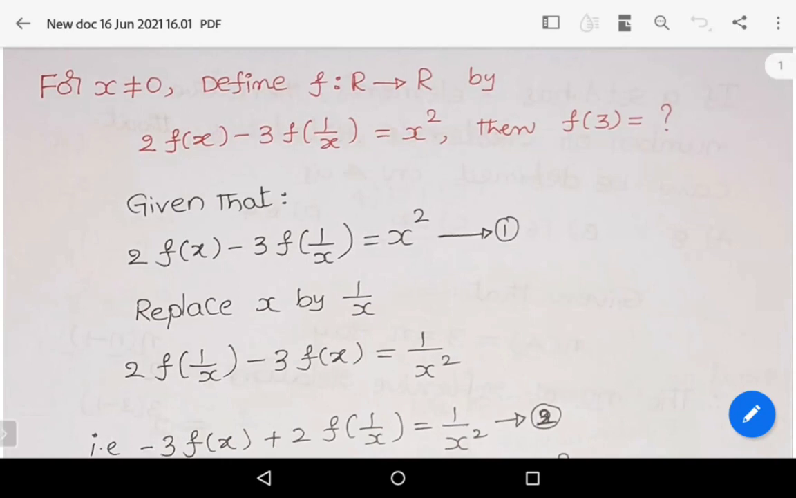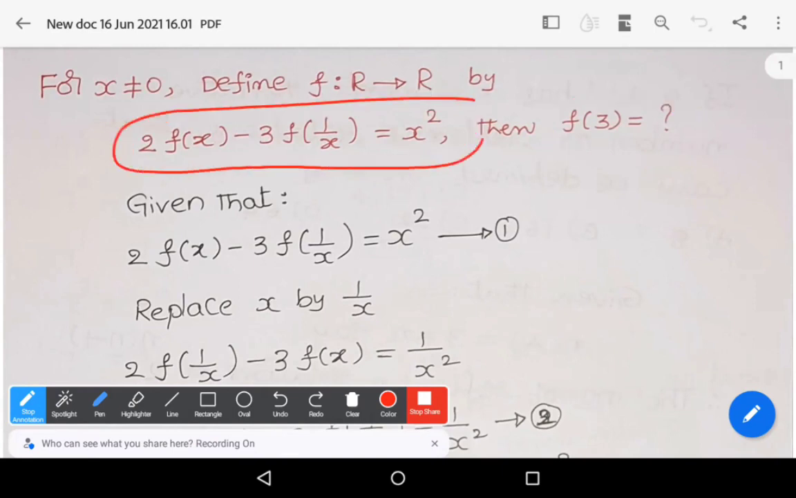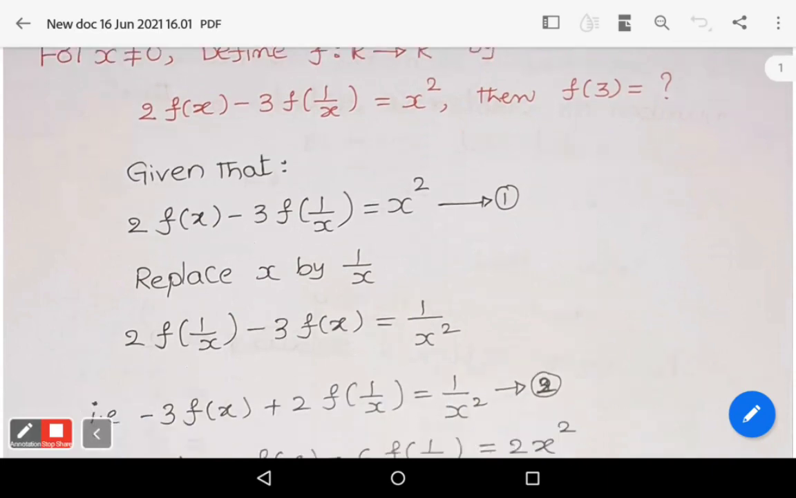For x not equal to 0, define f from R into R by the expression 2 f of x minus 3 f of 1 by x is equal to x square. Then find the value of f of 3. You have to find the value of f of 3. So equation 1 is nothing but the given expression.